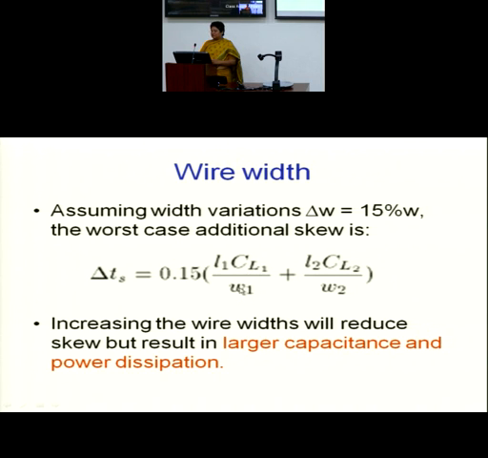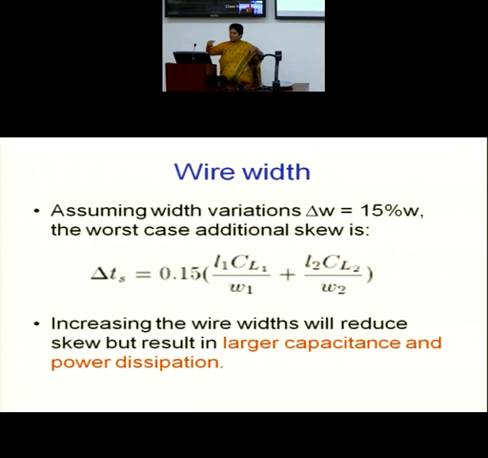So increasing W actually does not give you any benefit. Why should I increase my area? It is not helping me in reducing my delta Ts, because that is coming back to me in terms of CL1 or CL2.